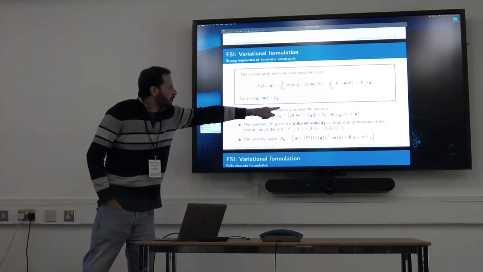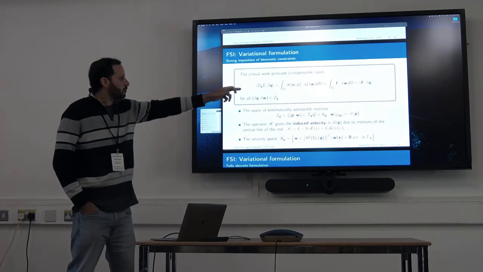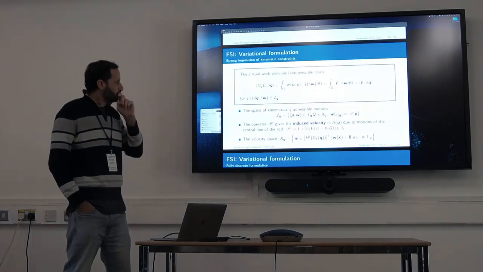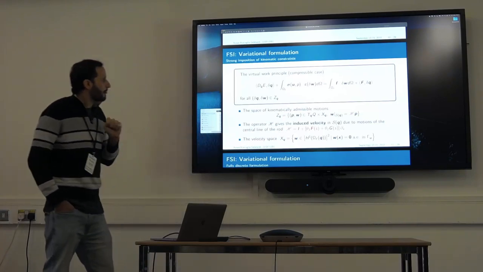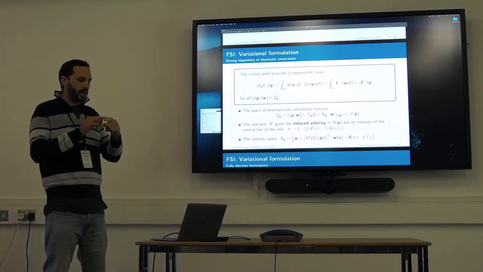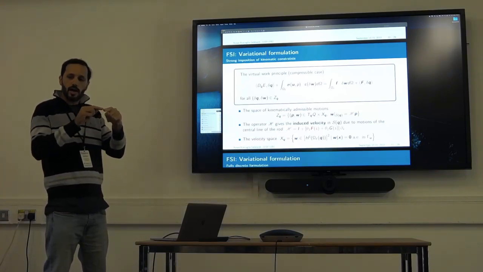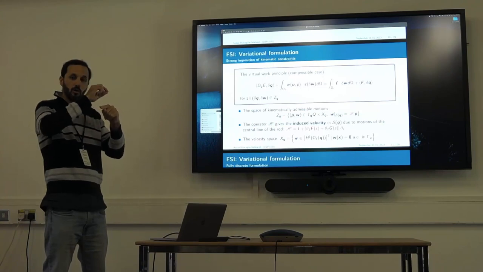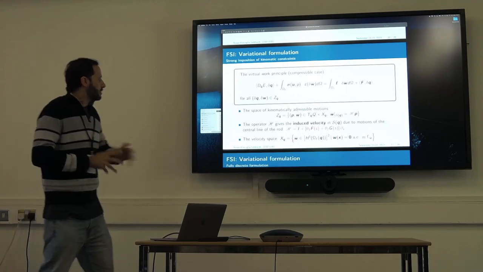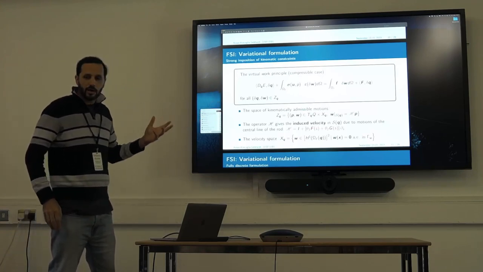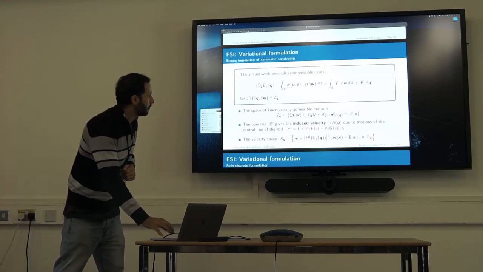W has to be that operator H applied to a function P. So this operator looks like this. Basically, that operator says, if I move the central line of the rod, how the point on the surface of the rod moves. That's all. So this is called the space of kinematically admissible motions for this problem.